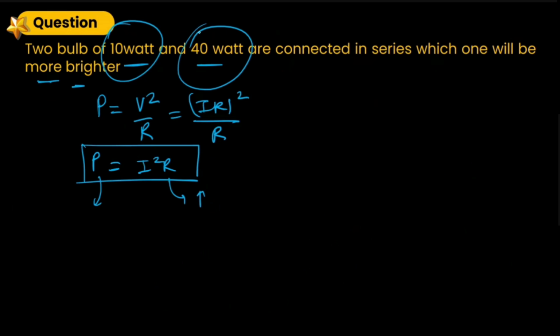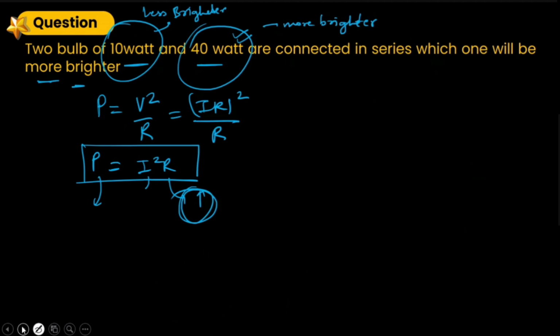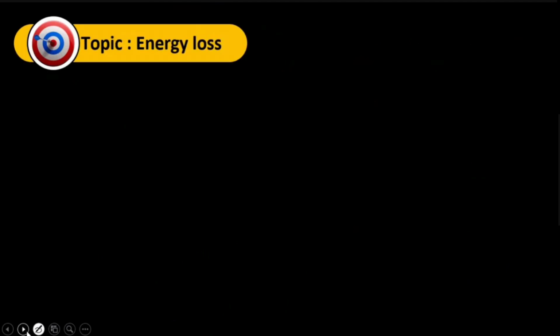So if it is 40 watt, it would be brighter, because the brightness doesn't depend upon the current, it depends upon the resistance only, and the other will be less bright, being connected in series. Now, this is a question which you can answer directly without even considering the values in the circuit.